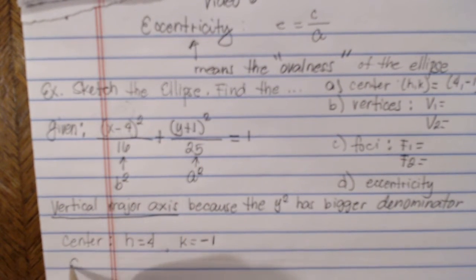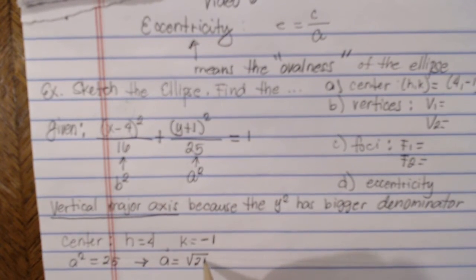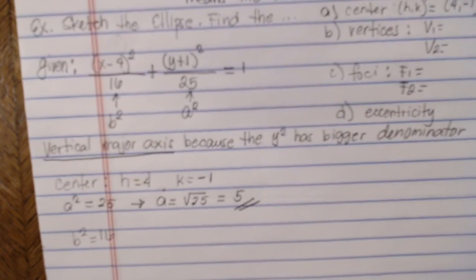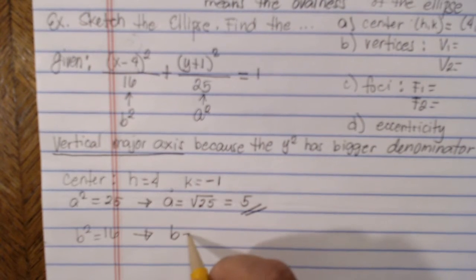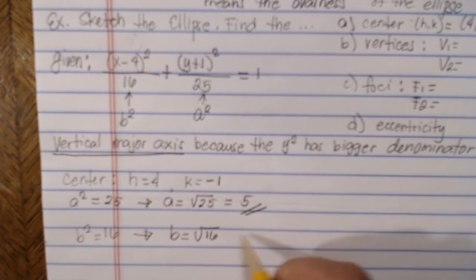Okay, so now a squared is 25. That means your a is the square root of 25, which is 5. Then your b squared is 16. That means your b is the square root of 16, so therefore your b is 4.